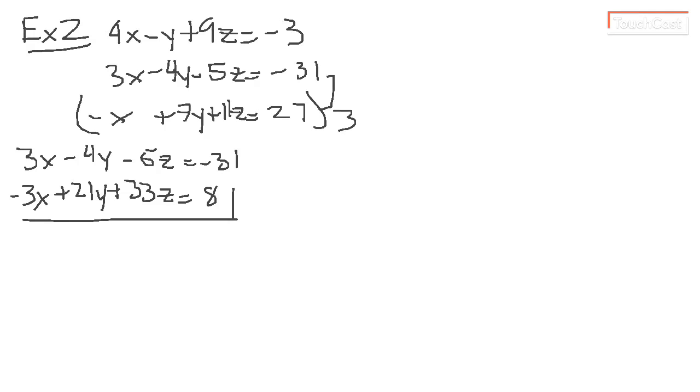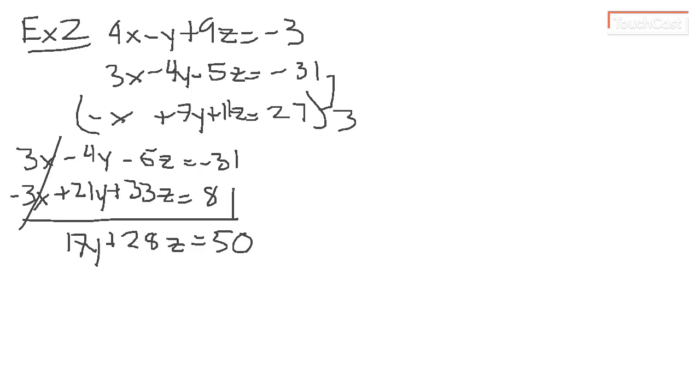So then when we combine these equations, our x terms are gone. We're going to end up with 17y plus 28z equals 50.